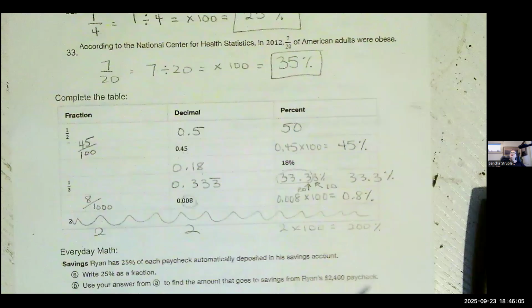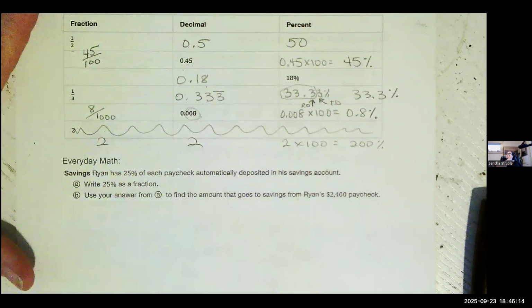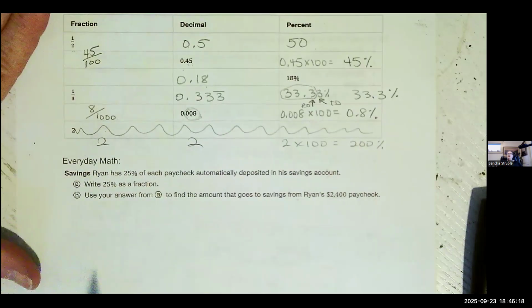Okay. We did not do everyday math. We're going to come back and do that tomorrow. So I want to make sure that you get a chance to see it today. Now, this is the first time I'm going over this, so it could be different if you're in one of my classes that is not happening in the fall of 2025.